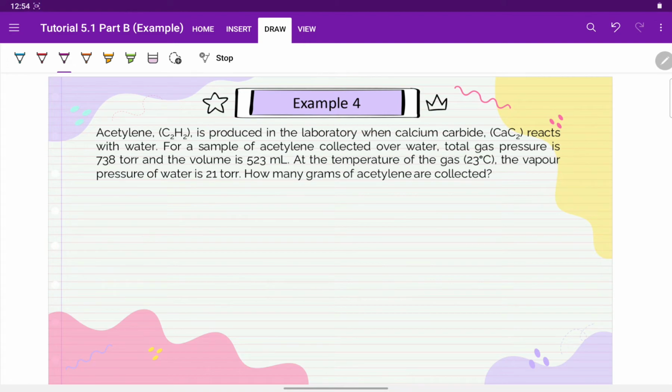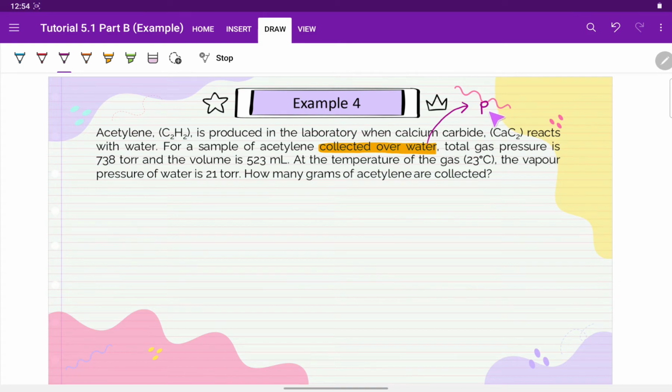Now, let's move on to the last example. So, example 4, acetylene is produced in the laboratory when calcium carbide reacts with water. Okay, for a sample of acetylene collected over water. So, this is a very important piece of information. Okay, kenapa saya terus highlightkan dekat sini? Sebab apa? Bila awak nampak je dia ada tulis collected over water ataupun collecting gas over water. Okay, maksudnya dekat sini kita akan gunakan equation yang kelima, the fifth equation inside your notes. Okay, saya terus notekan dekat sini yang mana kita akan gunakan equation ni.